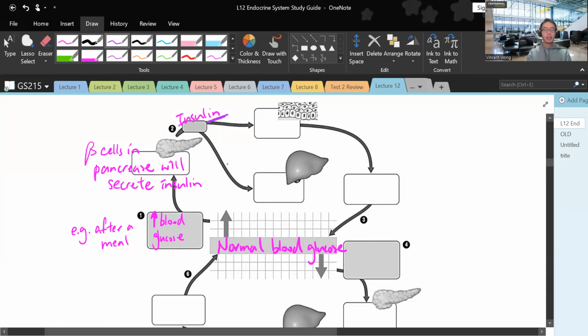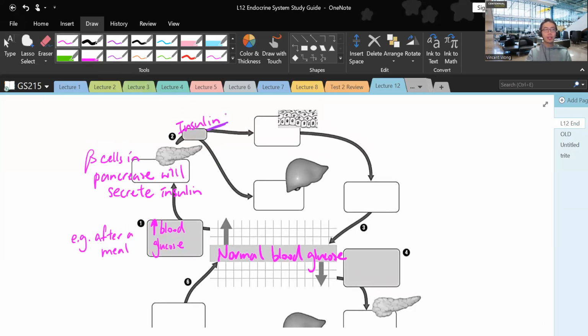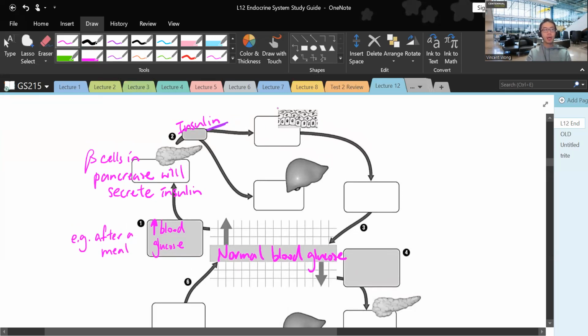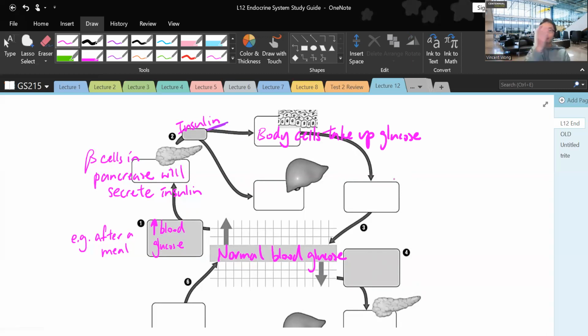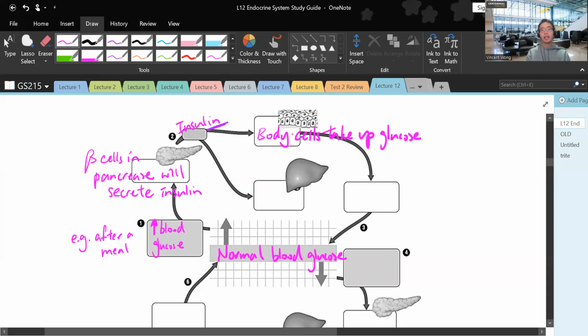Okay. The insulin is going to target two places. It's going to target body cells to take up glucose. Okay. So they will absorb the glucose, which is what they want anyways, because your cells, they need glucose to do cellular respiration, to convert the glucose into ATP, right? But they cannot do it by themselves. They need the insulin there to kind of trigger the uptake.